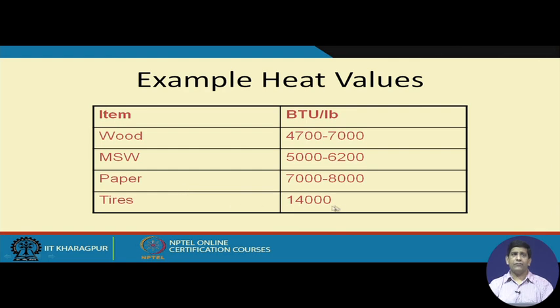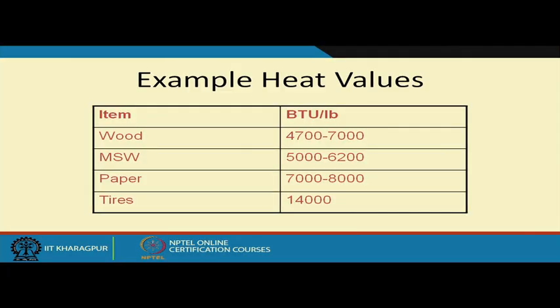Tires are 14,000 BTU per pound. So tires are a very good candidate for a waste to energy plant, but they also create a lot of air pollution. But there are techniques out there in the world today to take care of those air pollutants. So it's not that tires cannot be burned and used for energy. Many places around the world are doing it. Tires have a very high BTU value, so they will produce a lot of energy.